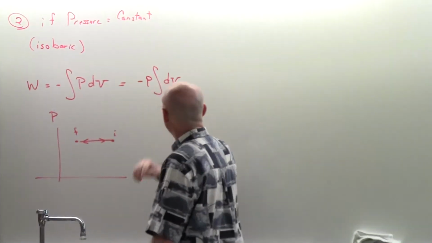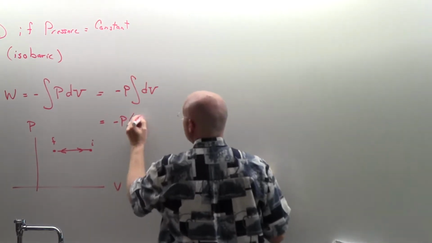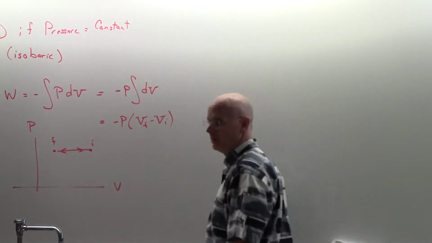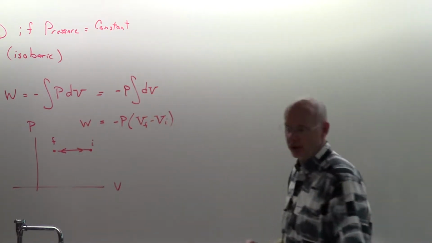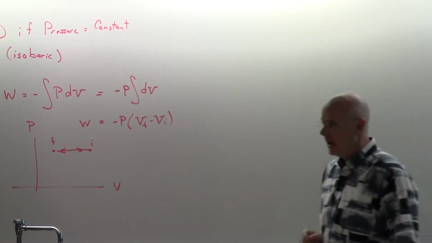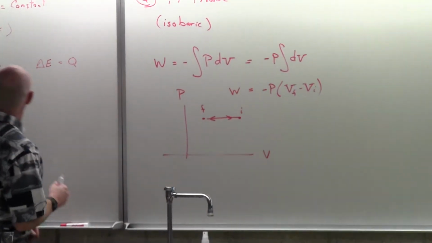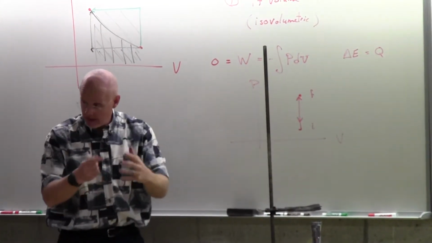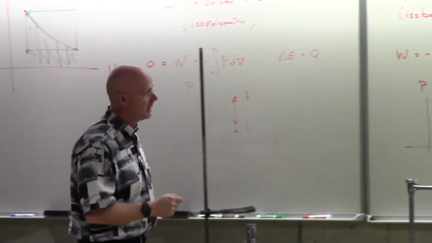This one is P dV. In fact, it comes out to be this then: minus P times final volume minus initial volume. And so there's the work being done during the isobaric process. And again, I would encourage you to remember this and work this out. There's going to be many different processes of, okay, what happens during that process.